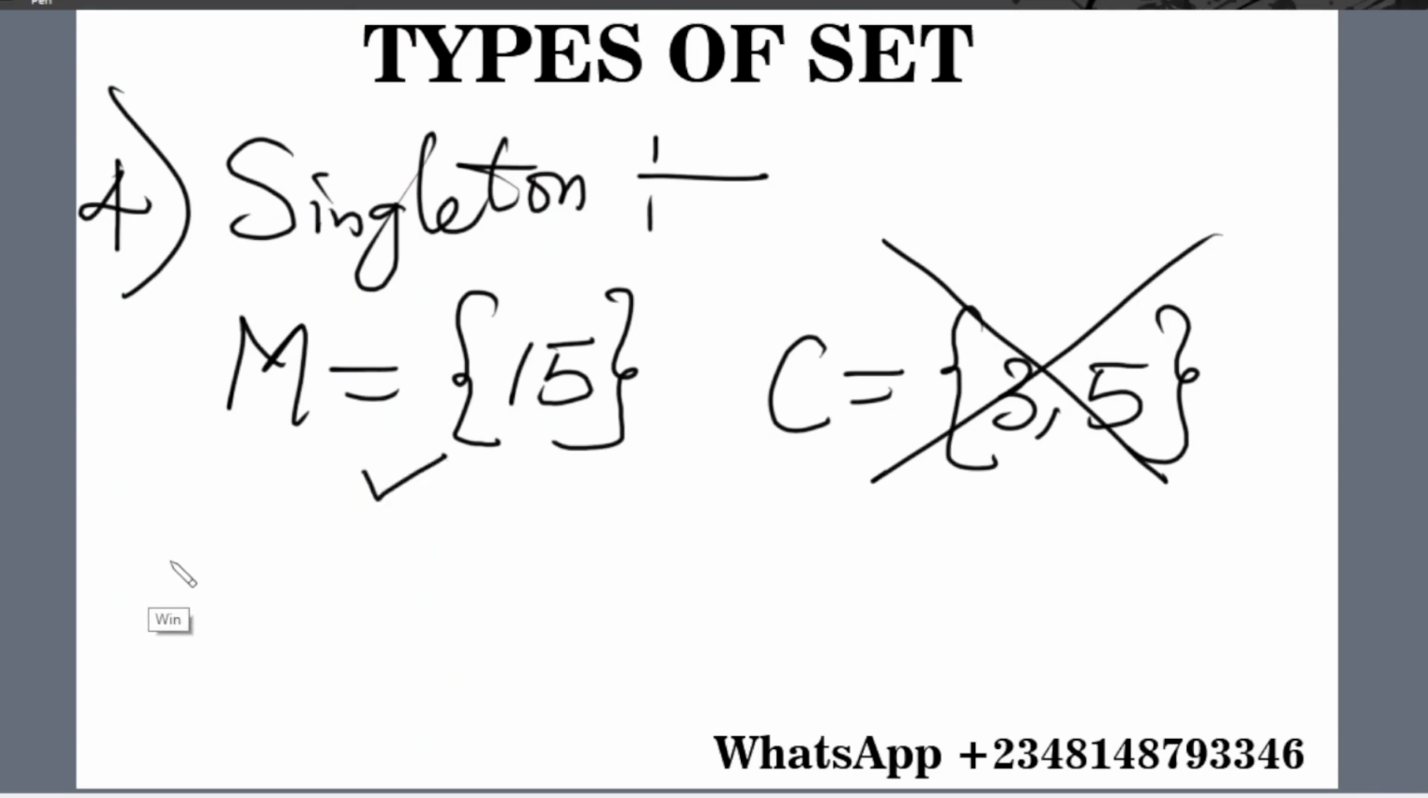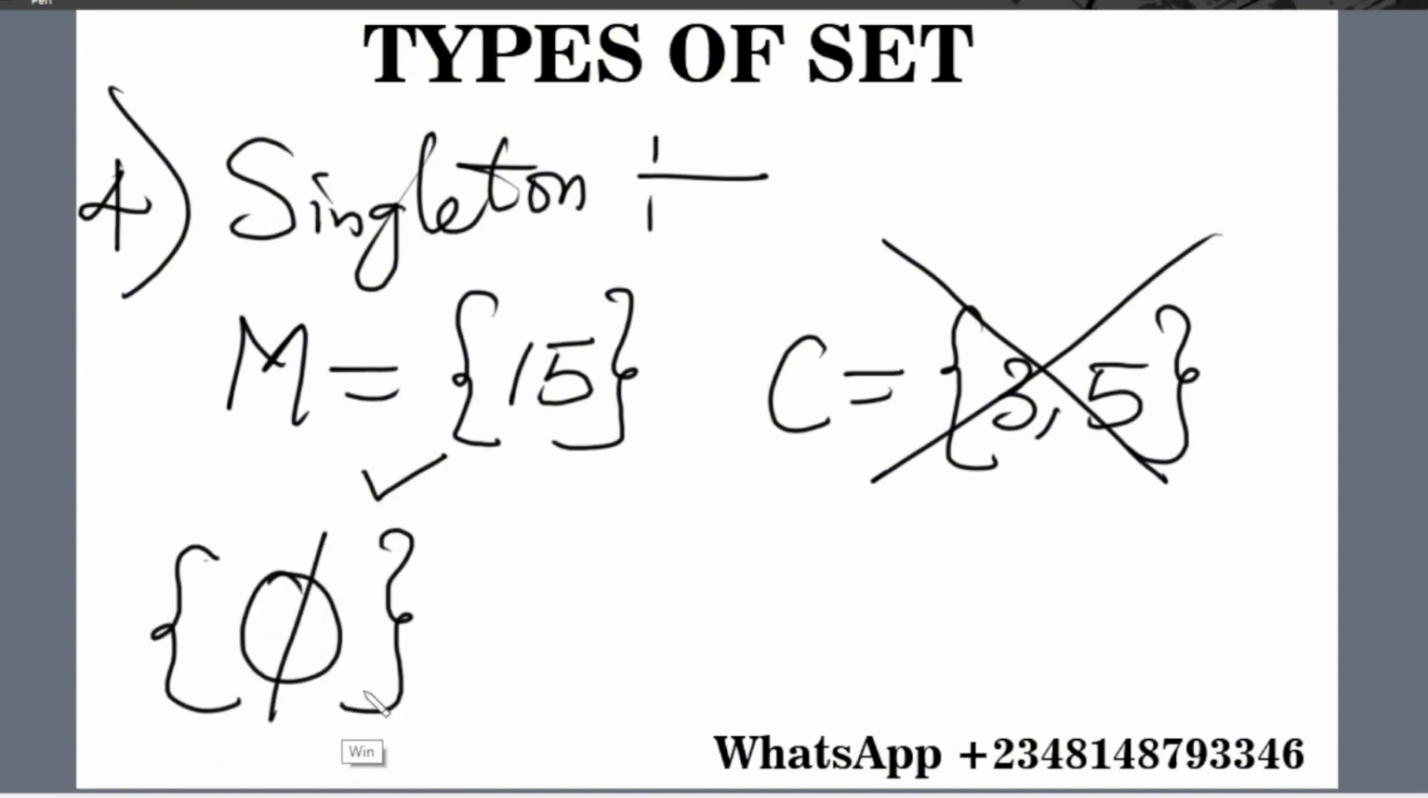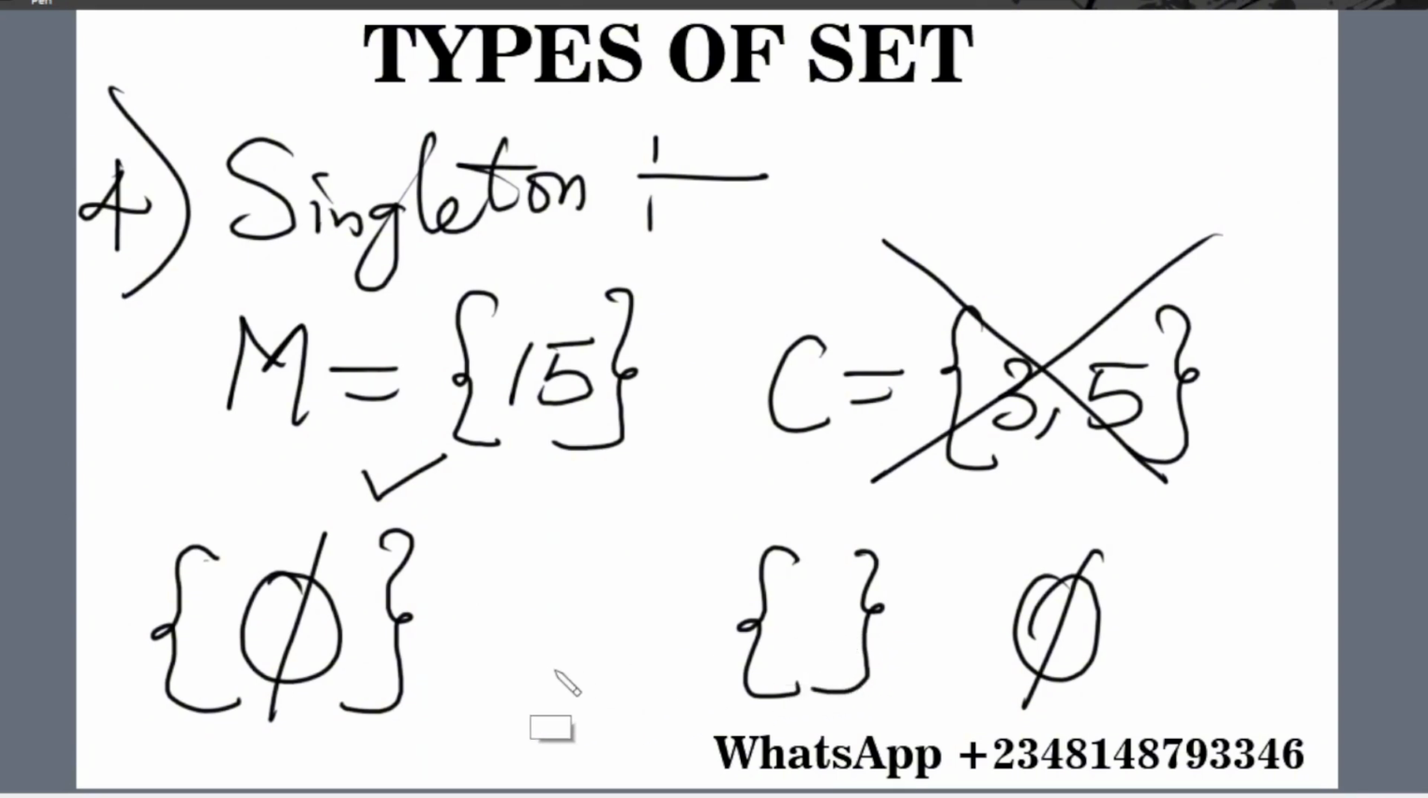And also, if you see something like this, a curly bracket and then phi inside the curly bracket, this is a singleton. Remember, an empty set has no element in it, and an empty set is just a curly bracket with no element in it, or phi. But when we have phi encased in a curly bracket, it becomes a singleton. So this is a singleton.